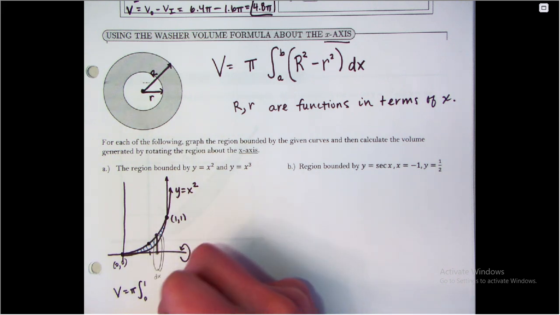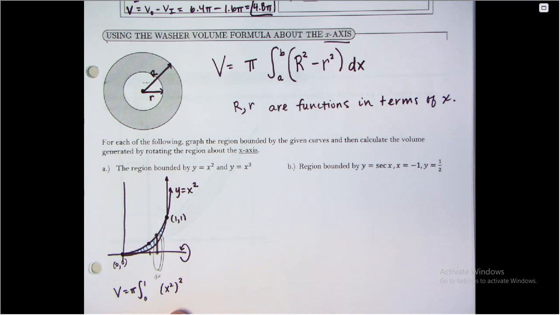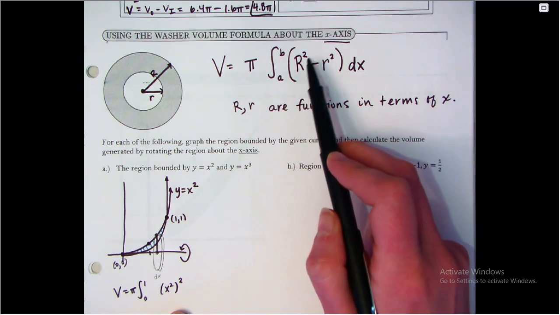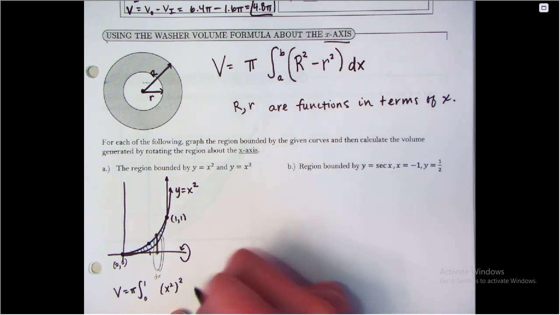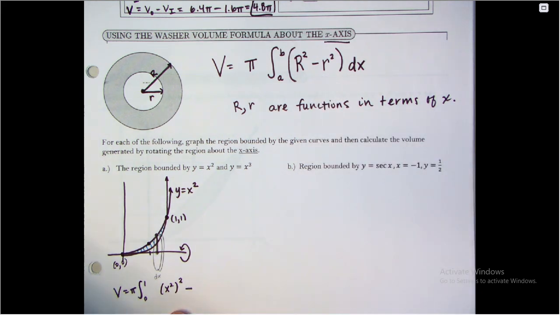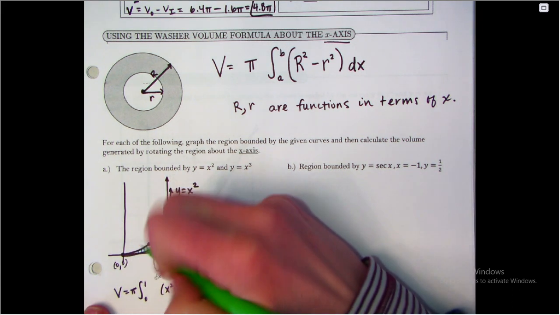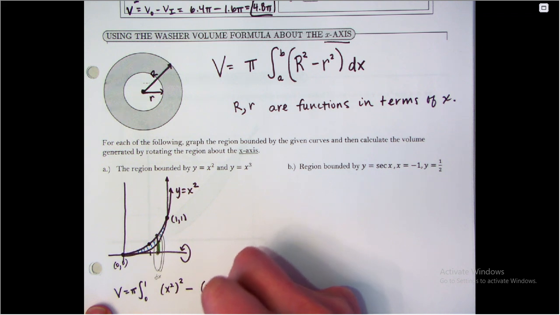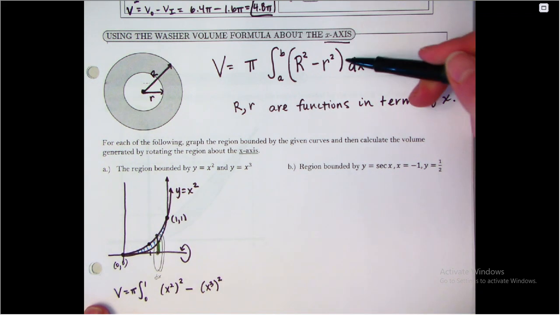So my capital R is x squared, and I square it because of the formula. And then I subtract, and I would want to think about my little r. So little r is what you're getting rid of, right? Little r corresponds to that open space, and that is being controlled by the height of your cubic function. So that would give me x cubed here and squared per the formula.